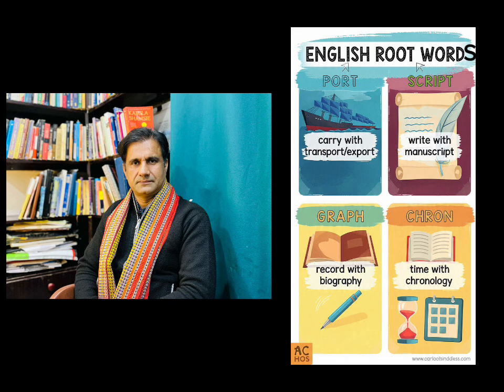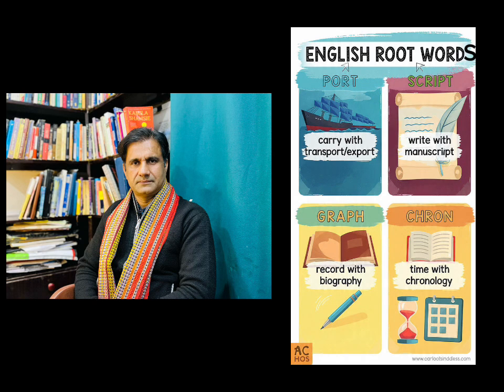The other root word, if we take another example, is graph. The root graph means to write or to record. For example, autobiography, writing one's own life. Here the word graph, in graphy, is a root word, and it is about writing. Autobiography means writing about one's own life. Biography, writing about another person's life. Geography, writing about the earth. So it is all about writing.